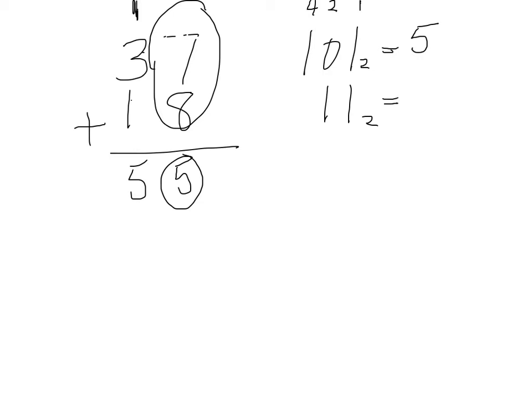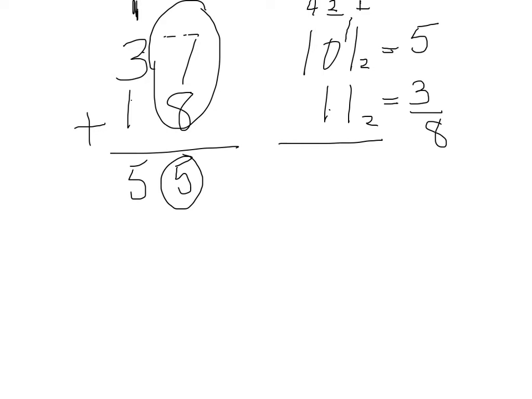Now let's look at 11 in binary. When it's converted to decimal, it's going to be 1 plus 2, because there are two ones here. 1 plus 2 is 3. So the answer is going to be 5 plus 3 is going to be 8. Now let's do the same thing in binary addition.